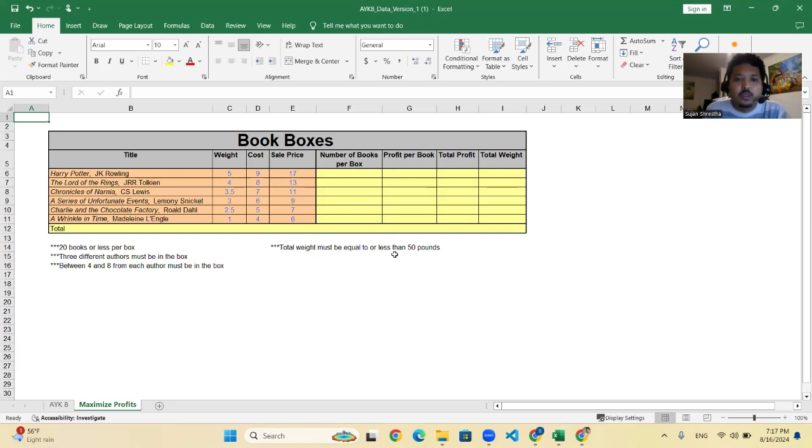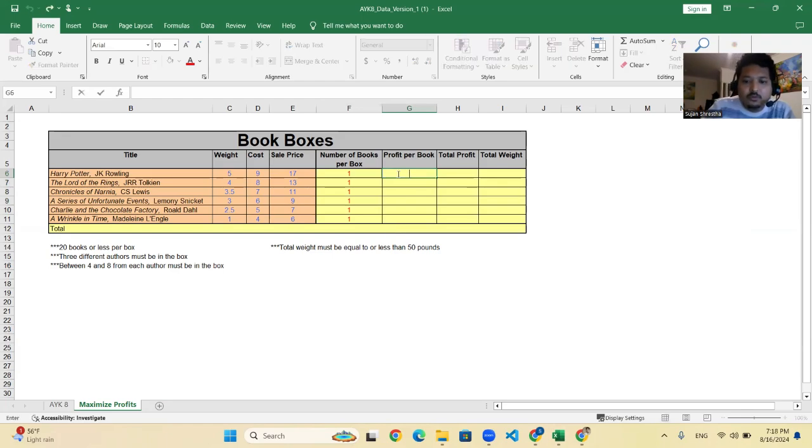The total weight must be equal to 50 pounds at most. The maximum will be 20 books or fewer per box. So we have to choose 20 books maximum. Three different authors must be in the box, and between 4 and 8 books from each of the authors. So right now, for the number of books, we can add one initially for all, just for right now.